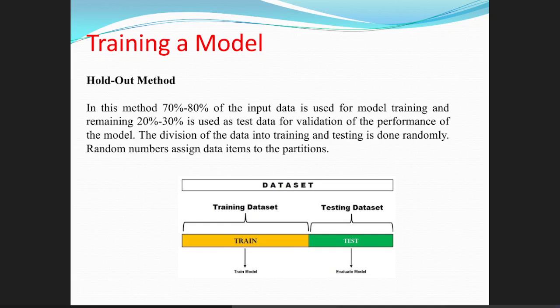The first technique is the holdout method. In the holdout method, we divide the data into training and testing, 70-30%. 70% of the data is used for training, and the rest 30% is used for testing. Or 70 to 80% for training and 20 to 30% for testing. Once the model is trained, the test data is used to check the performance of the model. And this is done randomly. This is the holdout method.